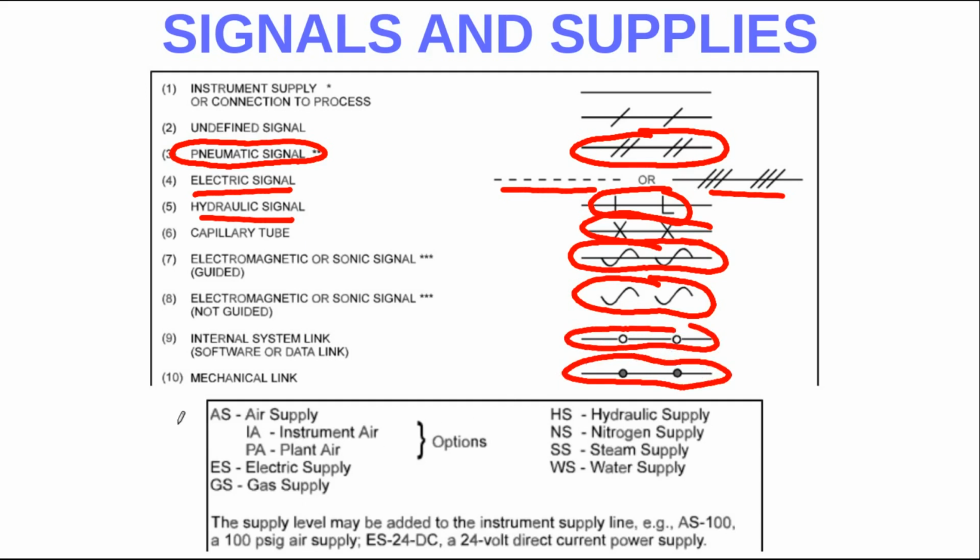What about the supplies? Here we have the air supply, the electric supply, the gas supply, and so on. But pay attention. Typically, the supplies are specified. For example, an electric supply of 24 volts direct current.